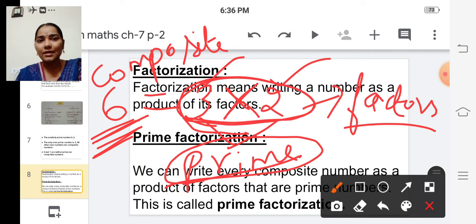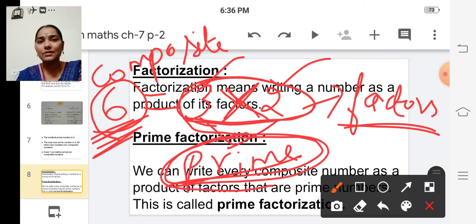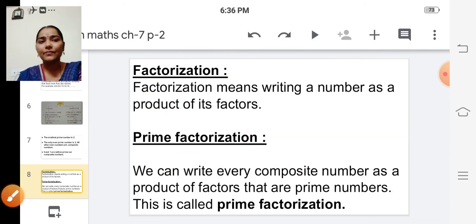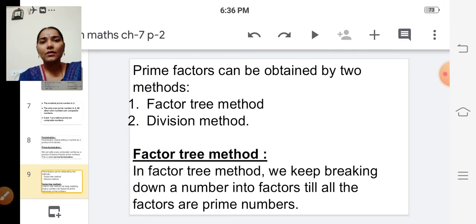So we can write every composite number as a product of its factors that are prime numbers. This is called prime factorization. So how can we obtain these prime factors? Using 2 methods.